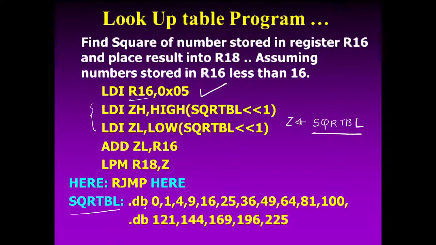And .db is nothing but define byte. Here we have stored different values like 0, 1, 4, 9, 16, 25, 36, 49, 64, 81, 100 and so on. Looking at the values, it is very clear that 0 is the square of 0, 1 is the square of 1, 4 is the square of 2, 9 is the square of 3, 16 is the square of 4, this is the square of 5, square of 6, square of 7, square of 8, square of 9 and square of 10 and so on. All these square values are stored sequentially in this lookup table.